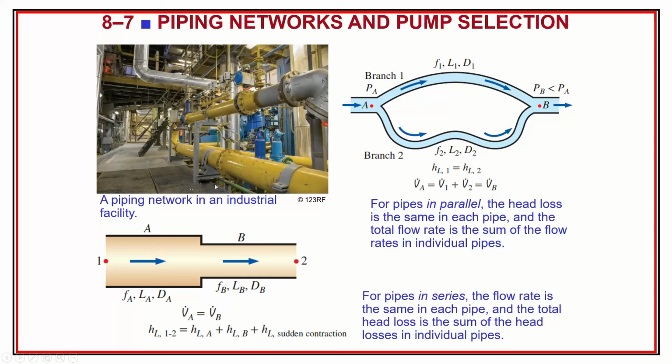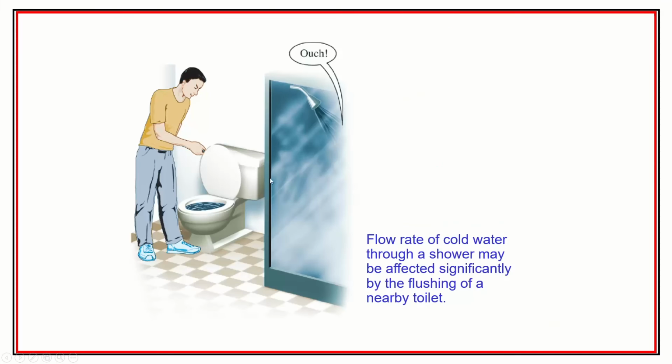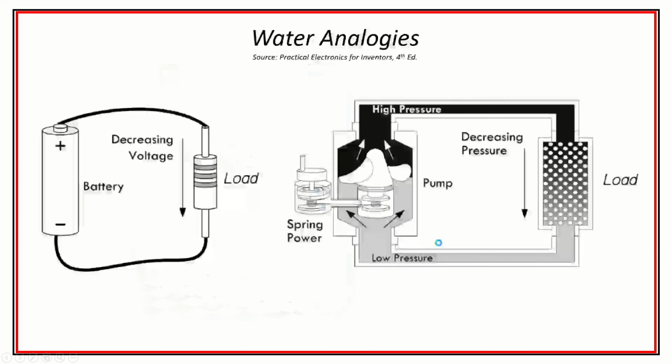So yeah, I think 12 minutes is long enough for this video, just talking about the piping networks. One thing closely related when we're talking about branches and networks is flushing the toilet and causing the shower to starve of cold water, so that the ratio of hot water and cold water changes, I should say, and causes some burning of the person taking the shower nearby.